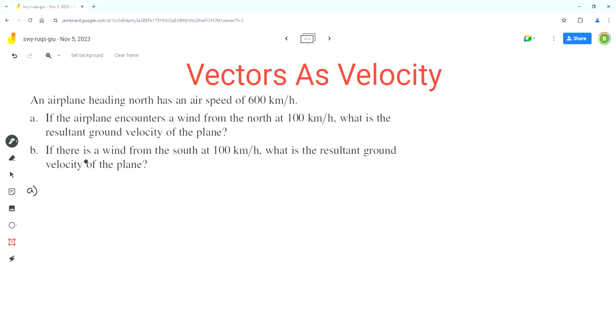So we have an airplane that's heading north and has an airspeed of 600 kilometers per hour. So we can draw a vector for the velocity of the airplane in the upward direction. So let's assume this vector represents the velocity of the airplane.